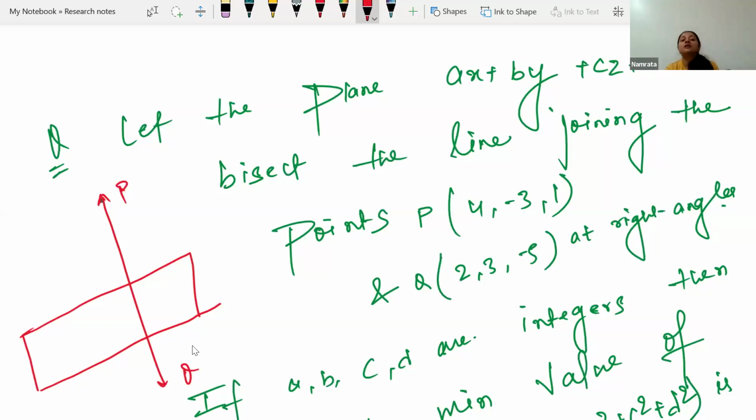So here, if we take a point on PQ, can we say the midpoint of PQ will lie on this plane? How will we find the midpoint of PQ? We know 2, 3, negative 5, the coordinates of P are known to us, and the coordinates of Q are also known to us. Please find the midpoint and let me know what you are getting.